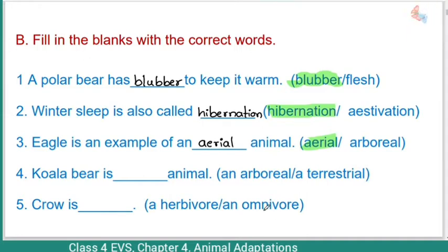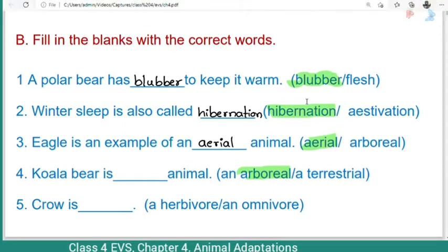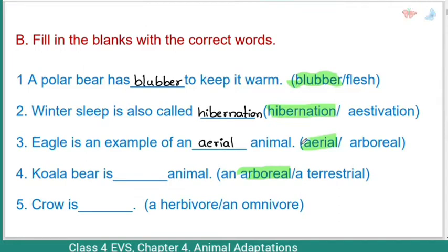Fourth, koala bear is dash animal. Koala bear is an arboreal animal.